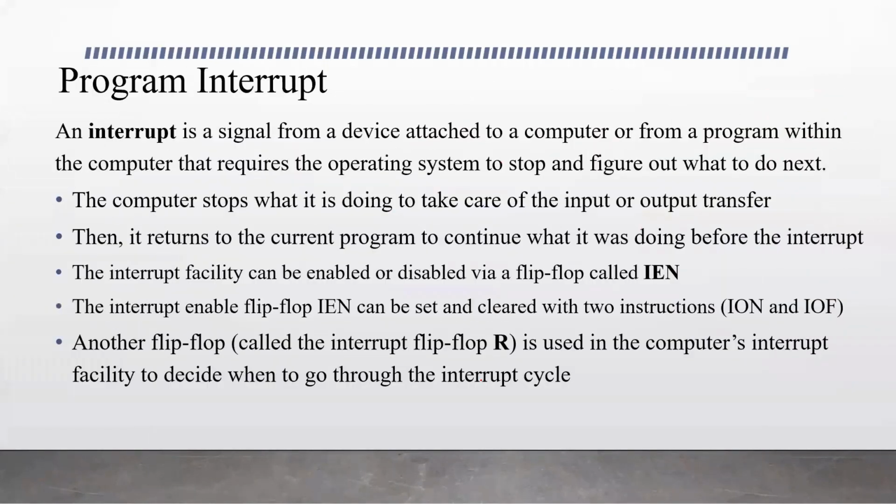So an interrupt is a signal from a device attached to a computer, such as the input and output devices. When there is input to be read, the input device can send an interrupt signal to the computer, asking it to stop the current process and take the input. Or the output device: when there is an output, it can request the computer to stop and send the output.